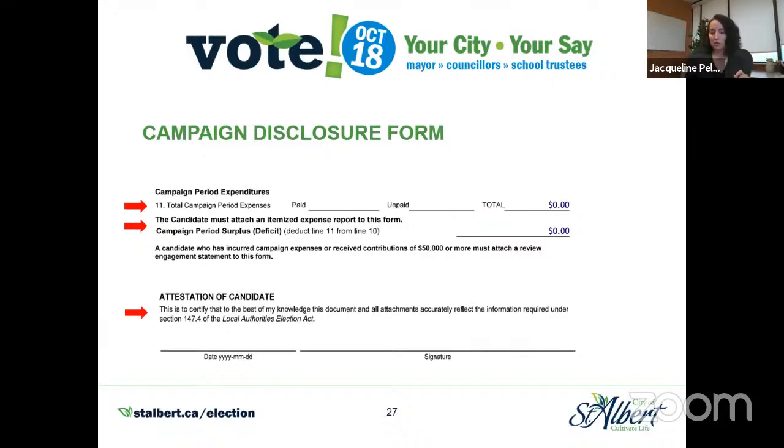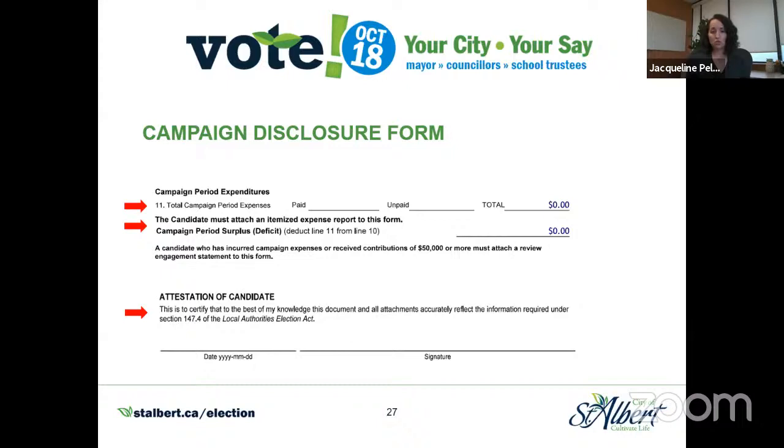So the final part of the disclosure form is where expenditures are recorded. So the candidate must record total paid and unpaid expenditures and then total them up. So it's possible that at the time that you're doing these, you might have invoices that are yet unpaid. So that's why it has unpaid as well. So remember that an itemized account of expenditures must be included in the form. So that would just be submitted alongside with the form. So then once you have your total expenditures, you're going to deduct the total expenditures from the total revenue, and then you'll determine if you have a campaign surplus or deficit, and that amount just gets recorded.